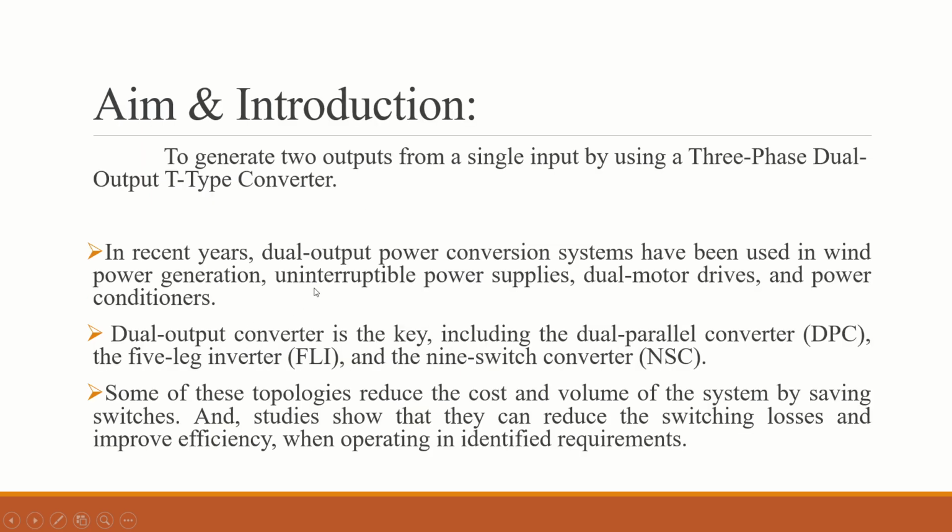The main aim of our project is to generate two outputs from a single input by using a three-phase dual output T-type three-level converter. In recent years, dual output power conversion systems have been used in wind power generation, UPS, dual motor drives, and power conditioners. Dual output converters include the dual parallel converter, the five-level leg inverter, and the nine-switch converter. Some of these topologies reduce the cost and volume of the system by saving switches, and studies show that they can reduce switching losses and improve efficiency when operating under identified requirements.